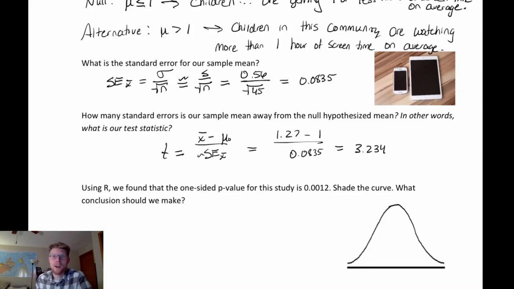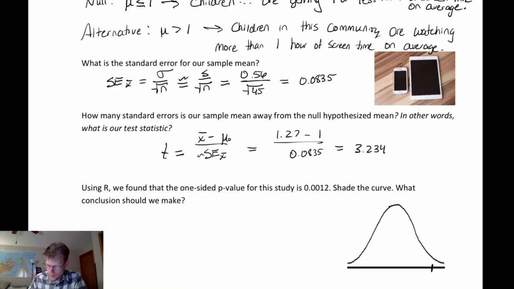And using R, we can use what's called the PT function, which isn't super important for our class, but we could use R to do this, and we get a p-value of 0.0012. So let's shade the curve and think about what conclusion makes sense here. We are way over here.